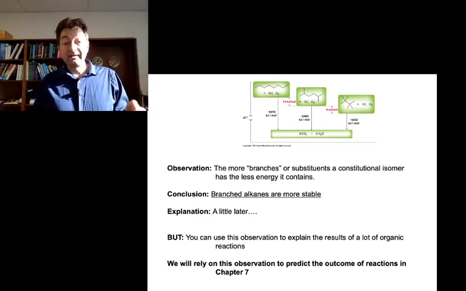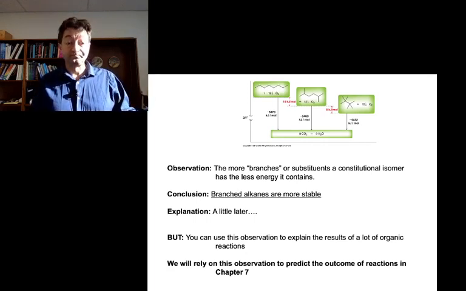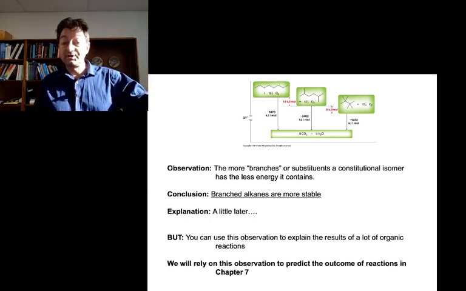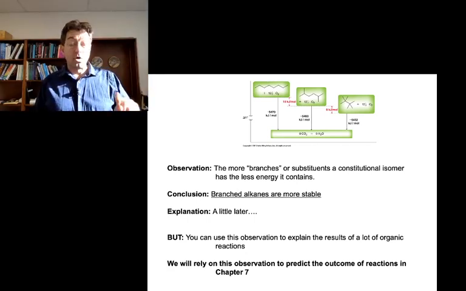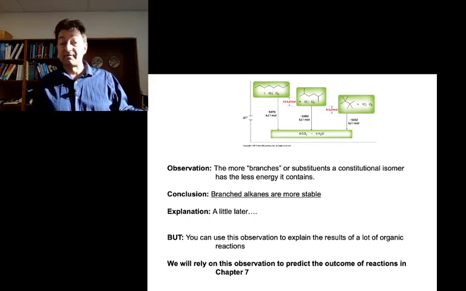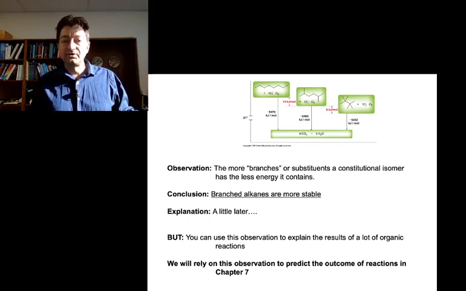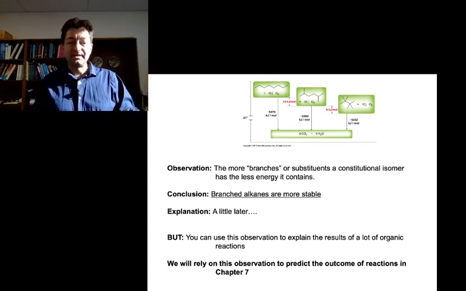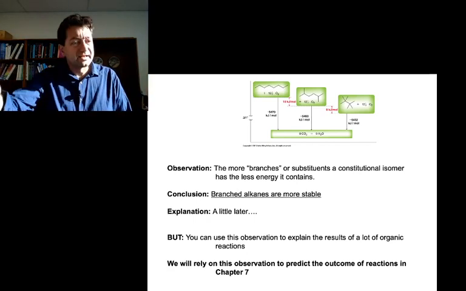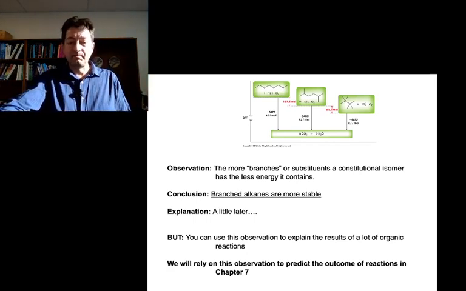This observation, and even just knowing this conclusion that branched alkanes are more stable, will help us explain a lot of organic reactions, not just in this course, but in any other organic course you take past this point. In fact, at the end of our time together, the end of November, first week of December, we're going to use this conclusion to predict the outcome of a lot of the reactions we're going to talk about in Chapter 7, in particular elimination and substitution reactions. Those outcomes can be predicted just by remembering this little piece of chemical trivia. So it is a useful thing for us to remember and make use of.